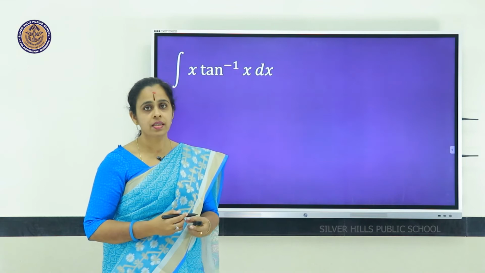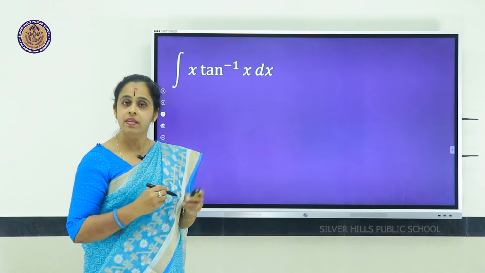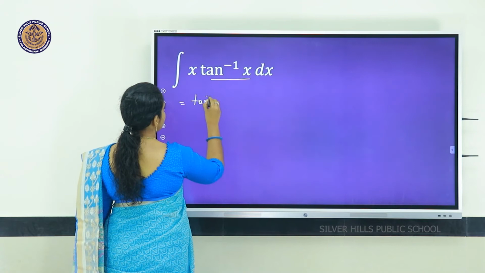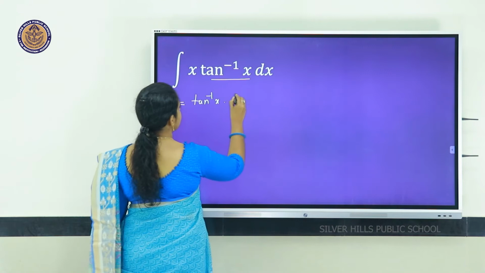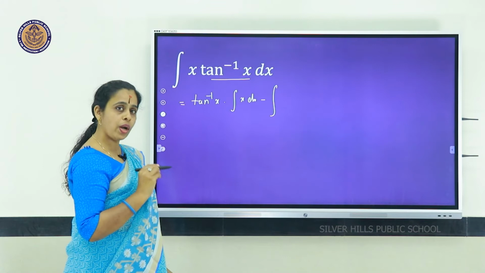A next question, integral x tan inverse x. First one is an algebraic function, second is an inverse function. So which will we take first? The inverse function, correct. So tan inverse x, first function, first function into integral of second, minus integral of derivative of first. What is the derivative of tan inverse x? 1 by 1 plus x square.